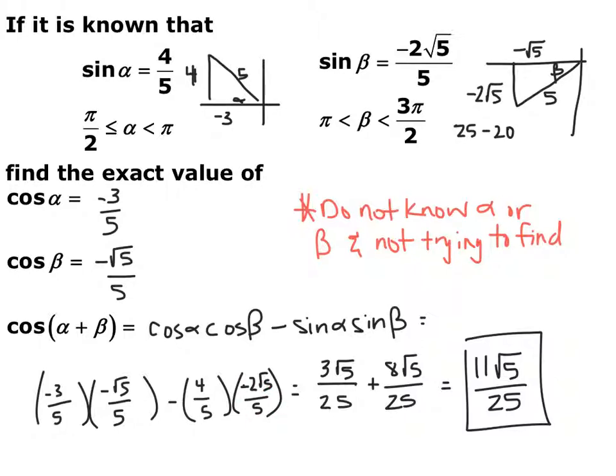So then if you multiply these together, you get 3 root 5 over 25, plus 8 root 5 over 25, which is 11 root 5 over 25. So the cosine of alpha plus beta, without knowing what alpha and beta are, we know is 11 root 5 over 25. So this is the sum and difference formula. You will need to know at least the sine and cosine sum and difference formulas by heart. So make sure you have those written down and understand how to use them.